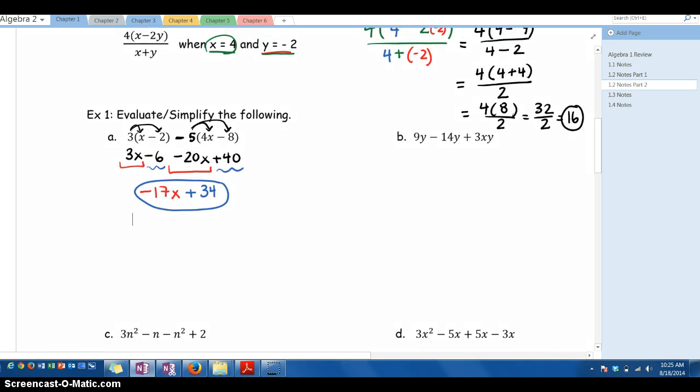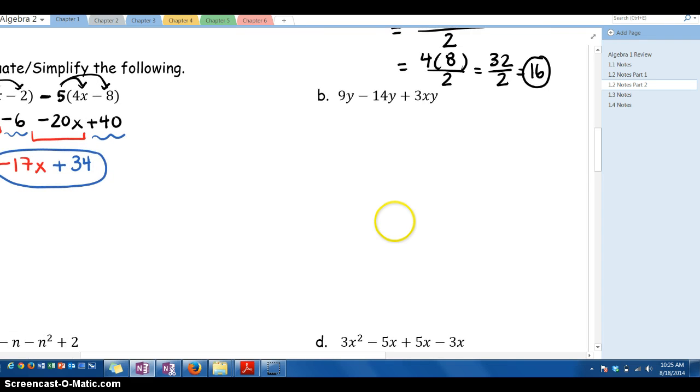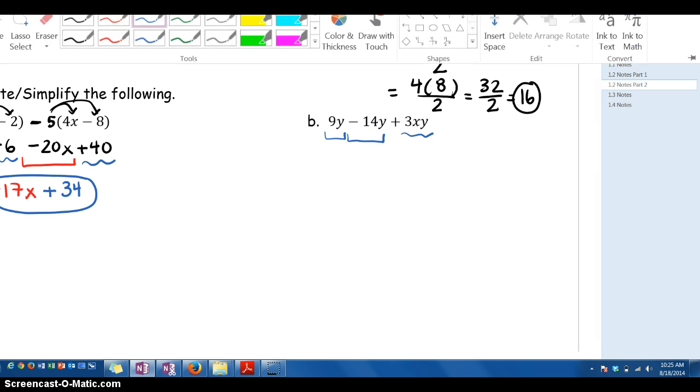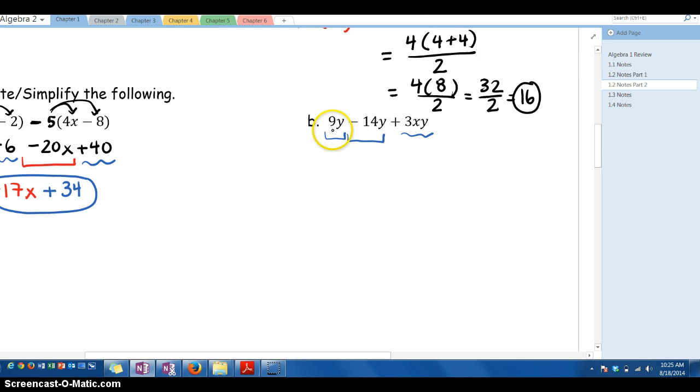Alright, let's look at example number 9. In example number 9, we're looking for like terms again. Well, this one has a y, and negative 14y also has a y, but this one does not. It's different. It has x and a y. So it's not like terms. Therefore, we can only combine these two, 9y and negative 14y. Well, that gives us a negative 5y, and we're going to leave the plus 3xy by itself. And that's our final answer.